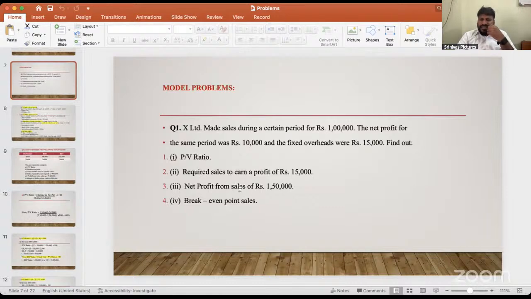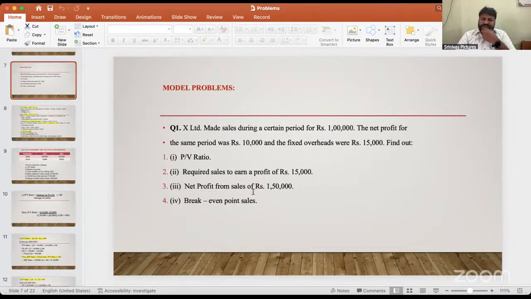Now, what is the net profit if the sales are 1,50,000? When sales are 1,20,000 the profit is 15,000, so every 20,000 of sales there is 5,000 of profit. Here you can calculate 25% directly. 25% of 1,50,000 is 37,500. That is the profit you will get when the sales are 1,50,000.